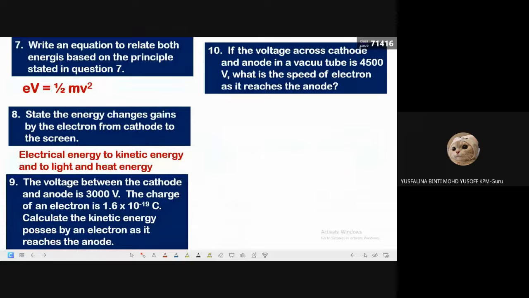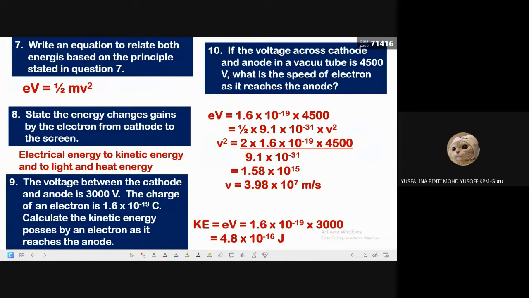So this one we already discussed. How do we use it? It depends on the question. If they ask you to find the speed, you need to find the v here. Usually they will ask you to find v, the velocity. Why? Because e is a constant, 1.6 times 10 to the power of negative 19. V is the voltage, the potential difference across the anode and the cathode. And m is the mass of the electron, which is also constant, 9.1 times 10 to the power of negative 31. So v is the one that we need to find.